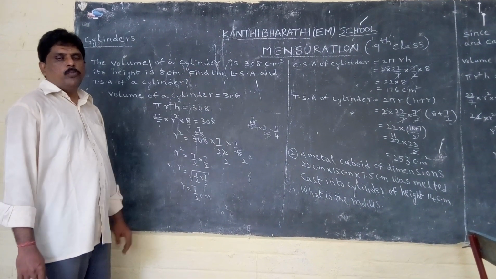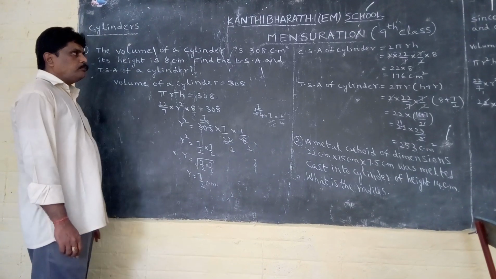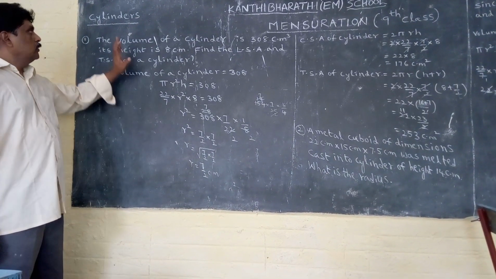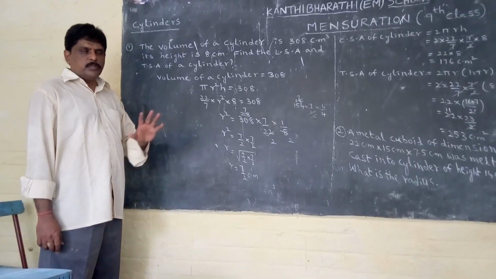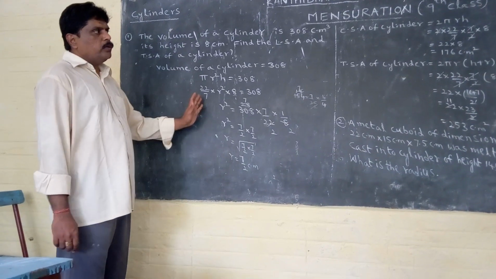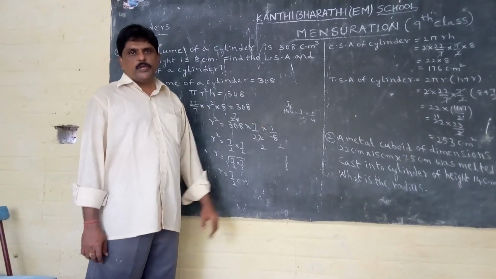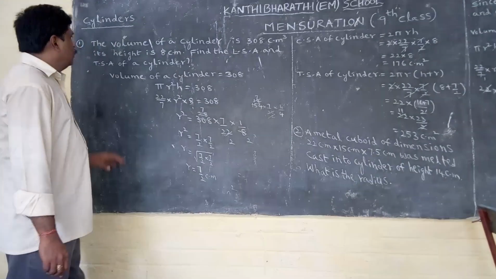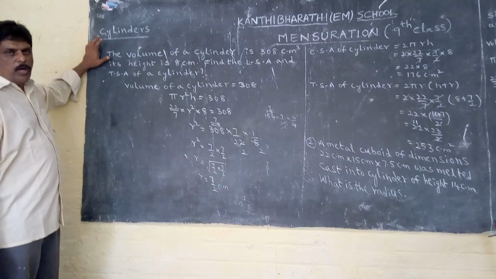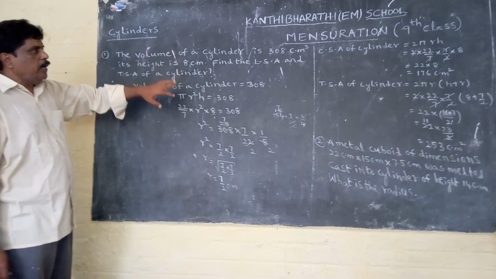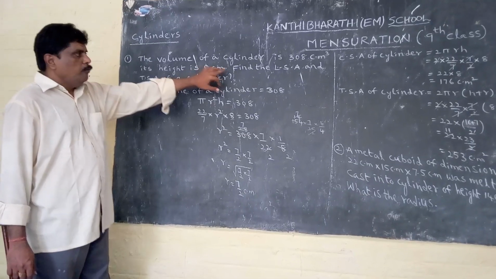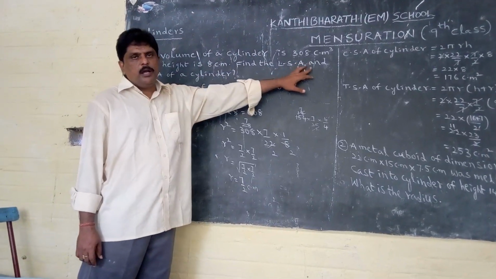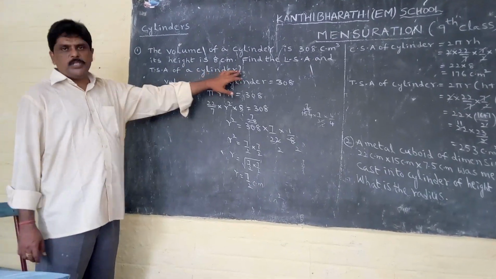Yesterday we talked about cylinders in the mensuration chapter. I have given some sums for you. Here I have given another sum for you in this chapter. The first sum: the volume of a cylinder is 308 centimeter cube and its height is 8 centimeters. Find the lateral surface area and the total surface area of the cylinder.